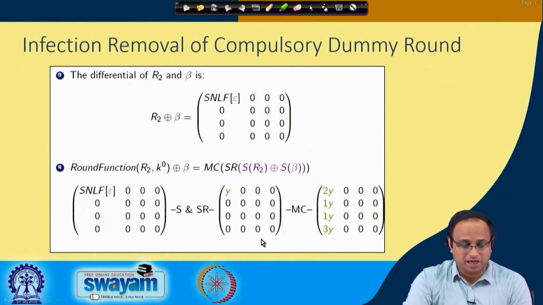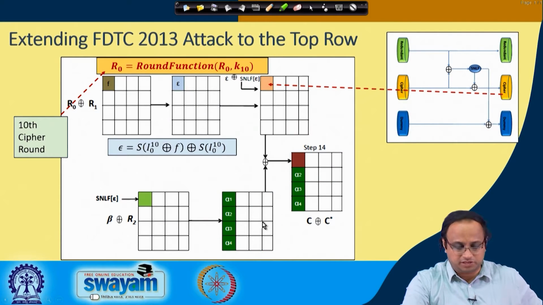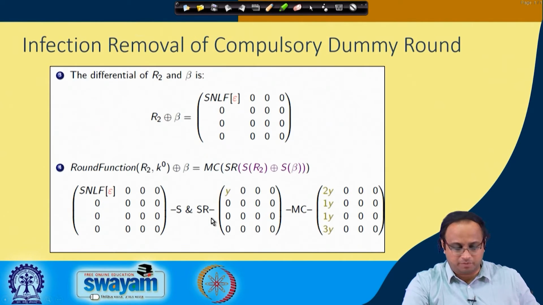So suppose the fault is in the first round, and we are now considering the diffusion in the dummy round. Remember, the fault is over here, which stands for SNLF epsilon. If we observe the depiction here, this is the fault, SNLF epsilon. Because of this round computation, the round function R2 comma K0 XORed with beta will be, as shown previously, the mixed column applied on shift rows applied on the XOR of S of R2 and S of beta. So this is your disturbance.